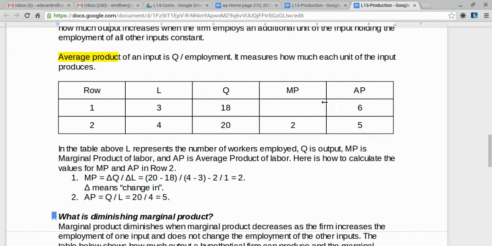Average product, on the other hand, goes from 6 to 5 when L goes from 3 to 4. When L is 3 and output is 18, we divide 18 by 3 to get the average product of 6. For the second row, we divide the output of 20 by L of 4 to get the average product equals 5.